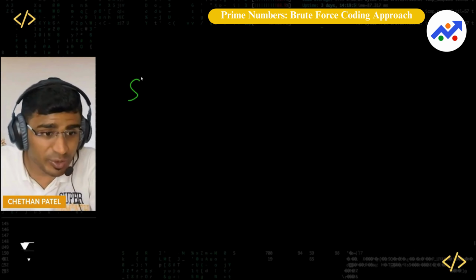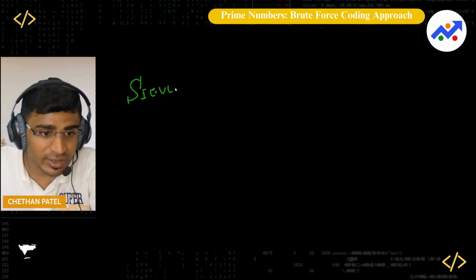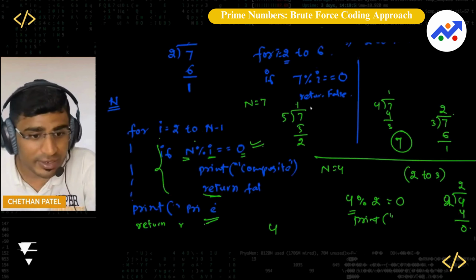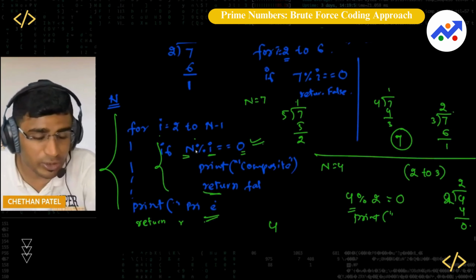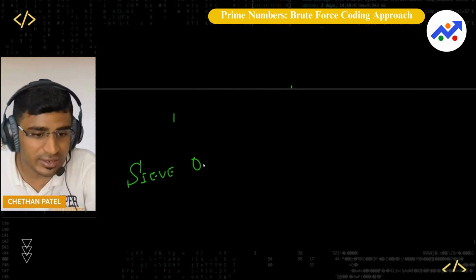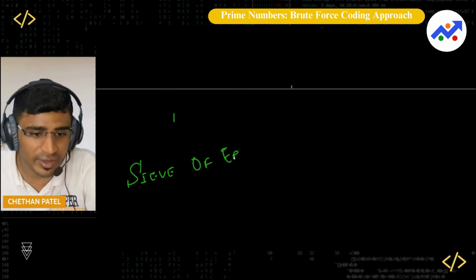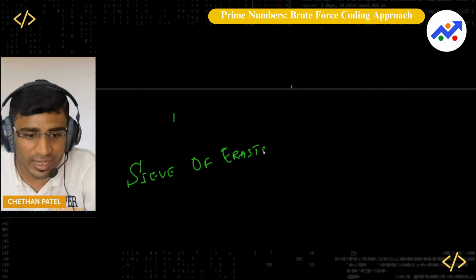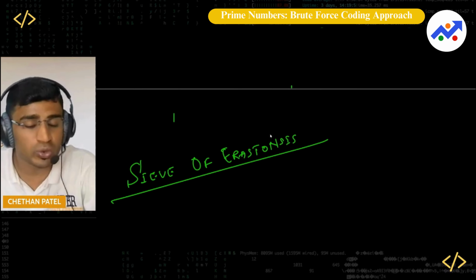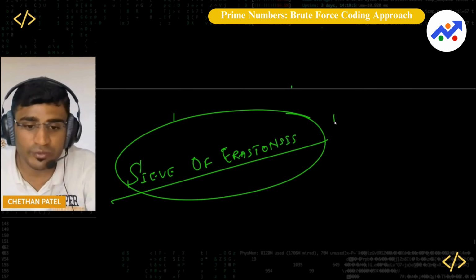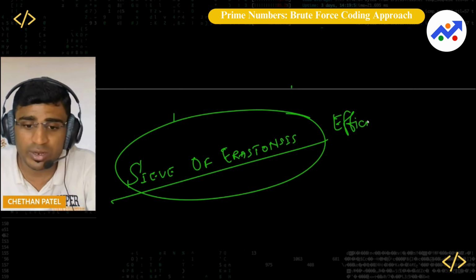In the next lecture we will try to understand this further. Here we have so many iterations to identify. This is just a brute force approach, but in the next lecture we will look at the Sieve of Eratosthenes. Eratosthenes was a mathematician who gave an idea to compute or list the prime numbers more efficiently. That is what we're going to learn in the next lecture.